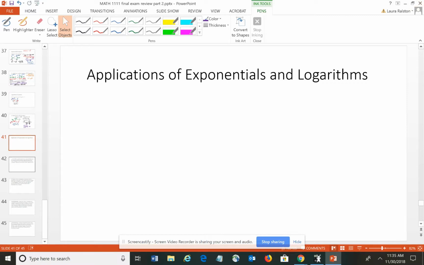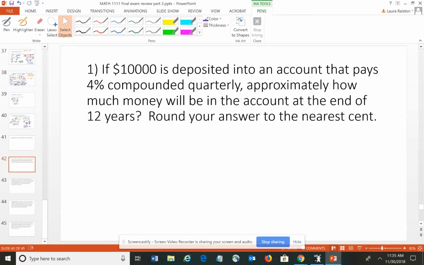And we'll begin with the first question, which says, if $10,000 is deposited into an account that pays 4% compounded quarterly, approximately how much money will be in the account at the end of 12 years? Round your answer to the nearest cent.